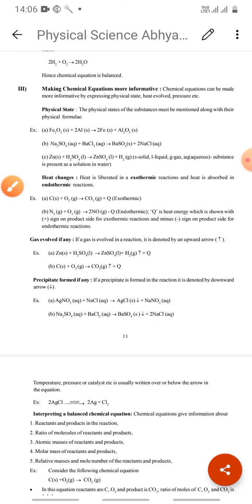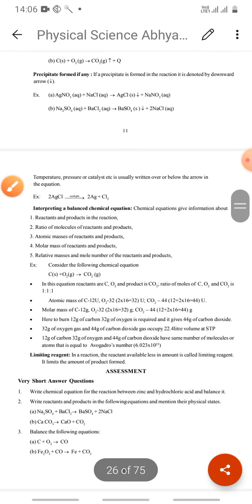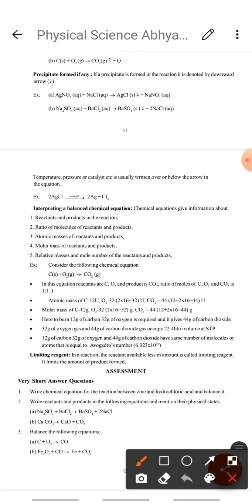Next one is interpreting a balanced chemical equation. The chemical equation gives information about the reactants and products in the reaction. What is a chemical reaction? Reactants to give the products. So it gives the information about the reactants and products, and the ratio of molecules of the reactants and products, and atomic masses, molar masses, relative masses.